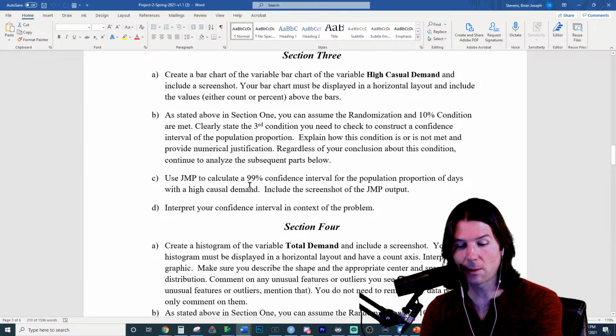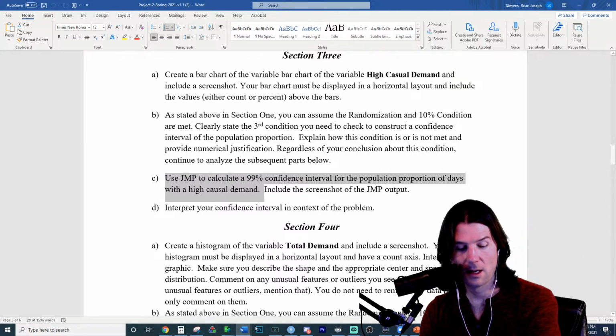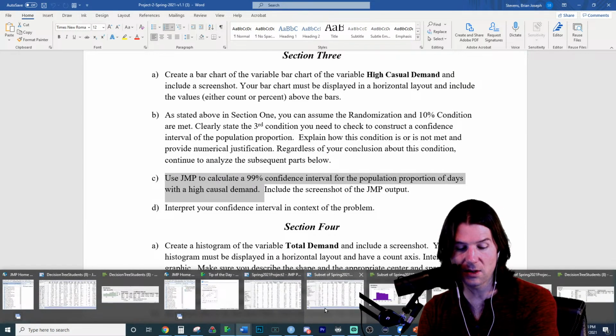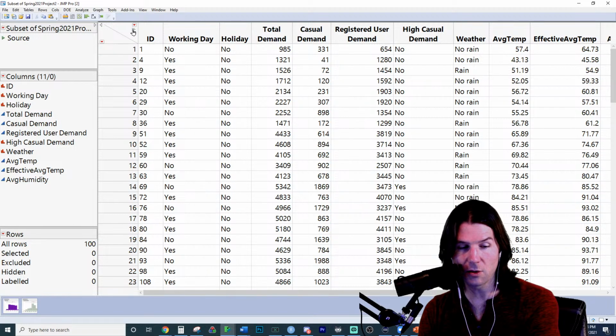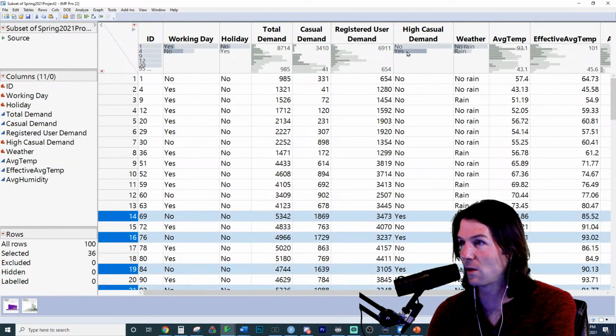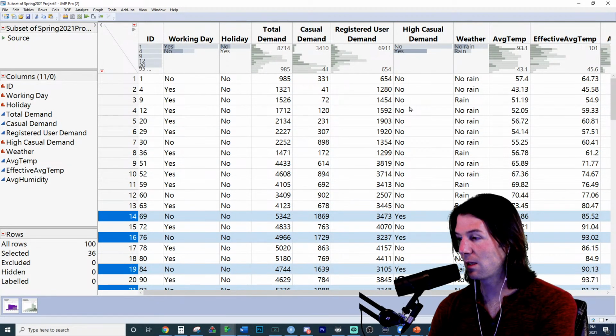Use JMP to calculate a 99% confidence interval for the population proportion of days with high casual demand. So the variable is high casual demand, and the responses to it are yes and no. If we go to high casual demand right here, the responses are yes and no. So we're interested in the interval for yes.